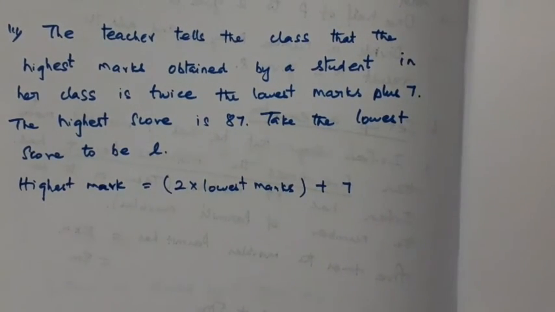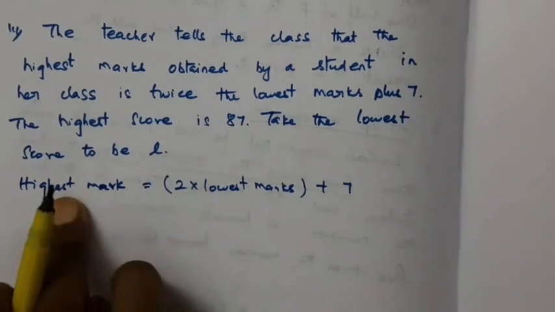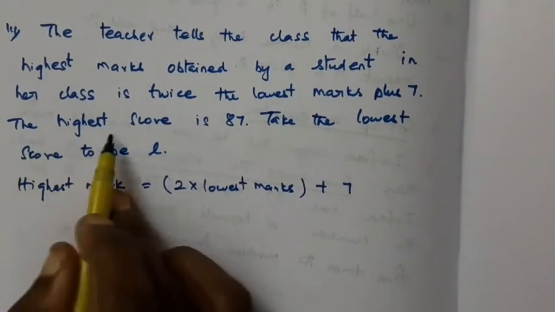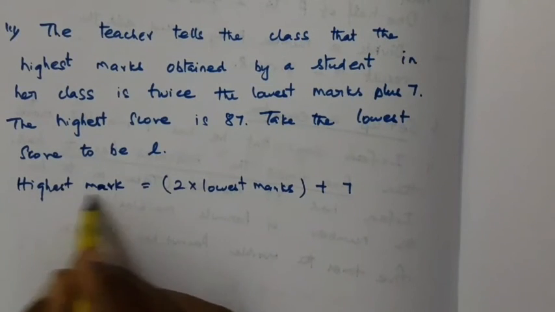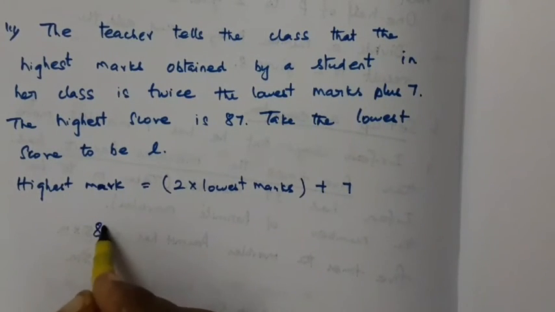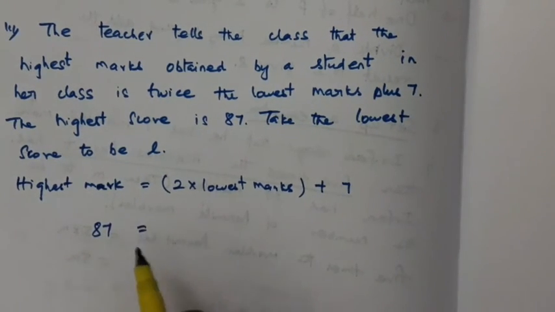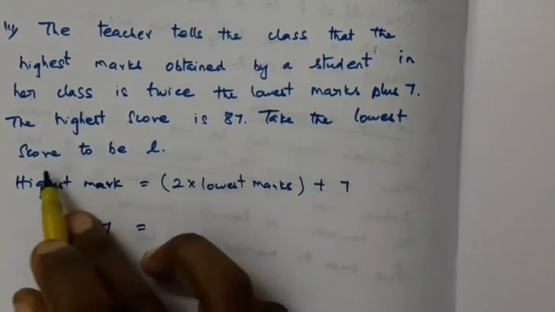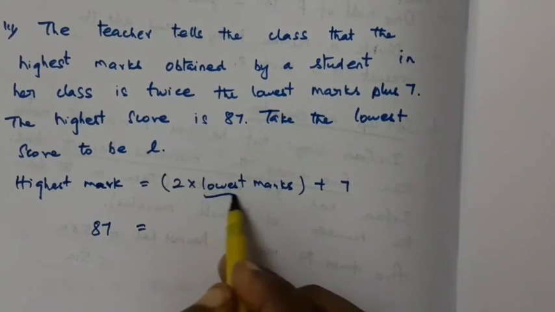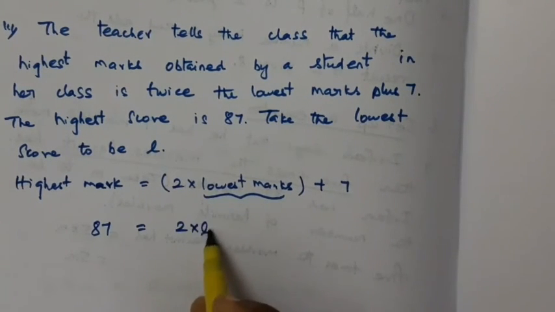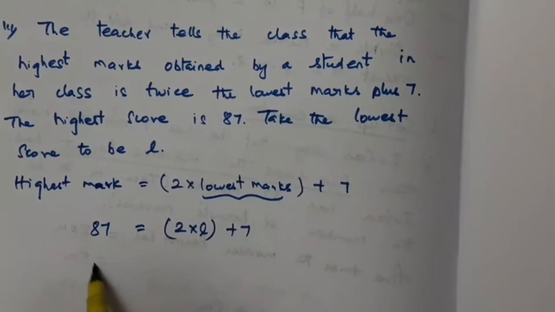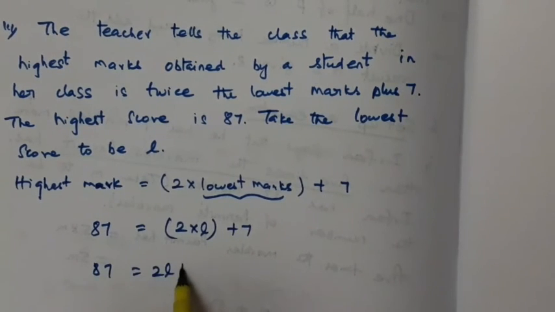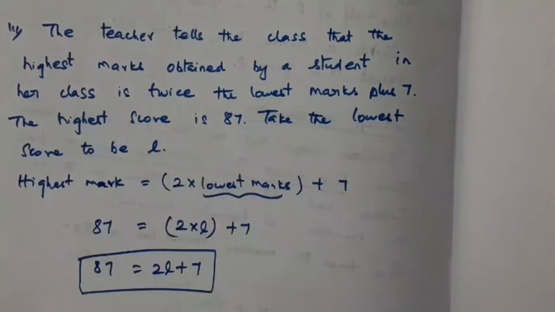Now you are going to substitute for the highest mark and lowest mark. The highest score is 87, so instead of the highest mark, I will write 87. That is equal to, the lowest score is L, so instead of the lowest score, I write 2 multiplied by L plus 7. So 87 equal to 2L plus 7. This is the equation.